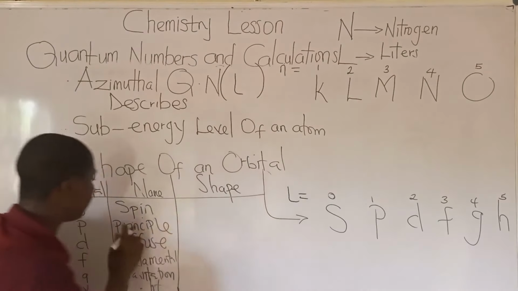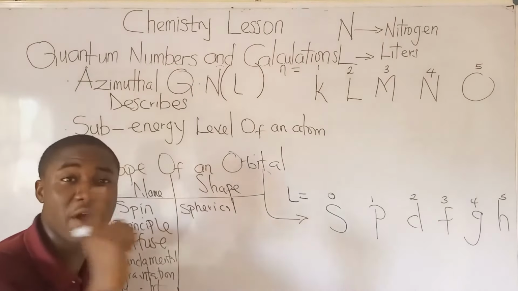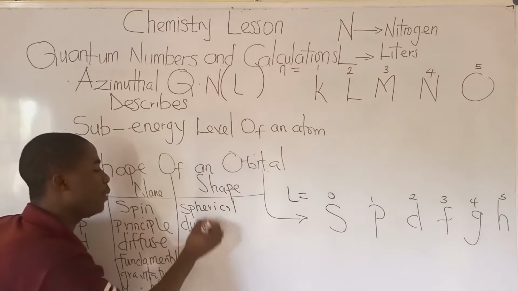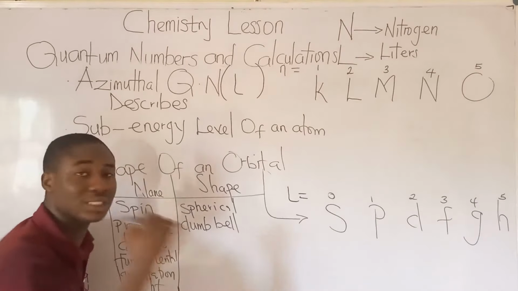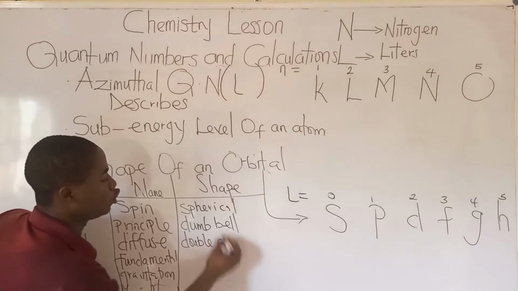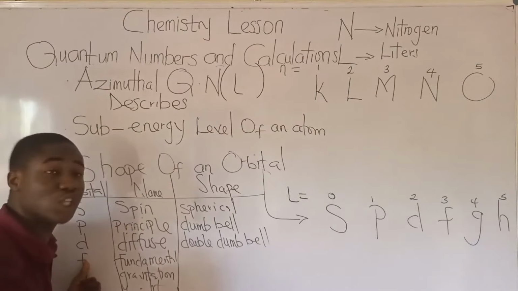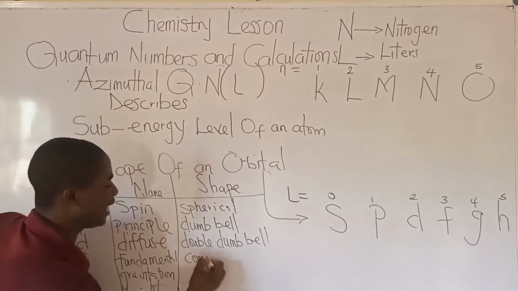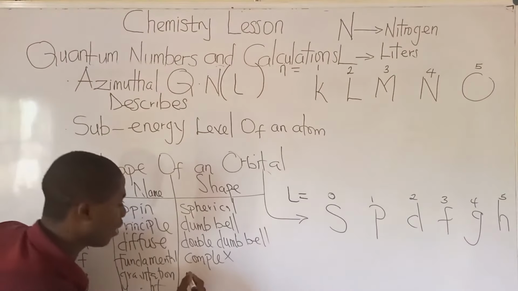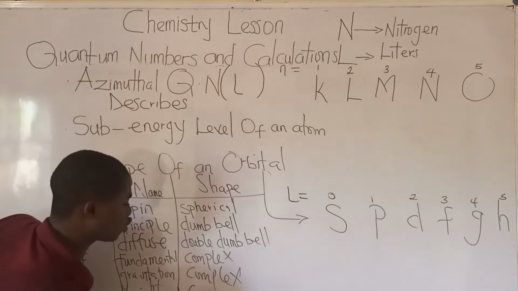So what is the shape of the S orbital? It is spherical. The S orbital has what? A spherical shape. What is the shape of the P orbital? It is dumbbell in shape. What is the shape of the D orbital? It is double dumbbell in shape. And also, what's the shape of the F orbital? It is complex in shape. What's the shape of the G orbital? Complex also. And lastly, what's the shape of the H orbital? It is complex.